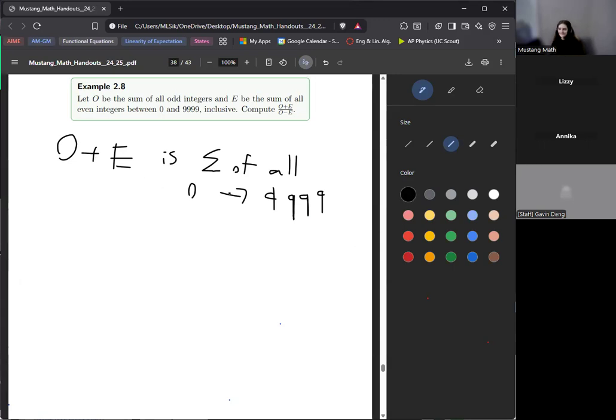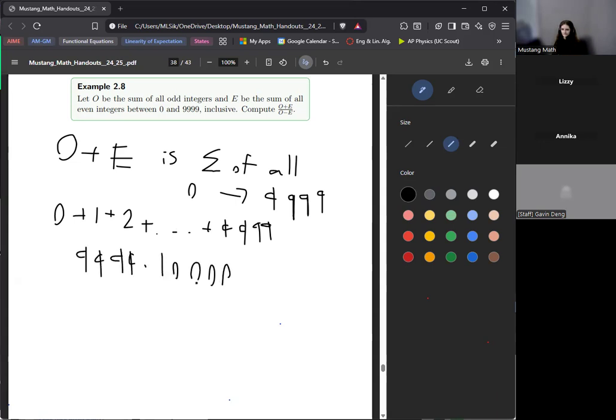So let's first sum these together. We can use the sum formula for 0 plus 1 plus 2 and so on up to 9999. That's going to be 9999 times 10000 over 2. We can just cancel this and turn it into 5,000. Now let's keep it like this because we don't really want to expand just yet. We want to cancel some numbers out. So now we just want to compute O minus E.